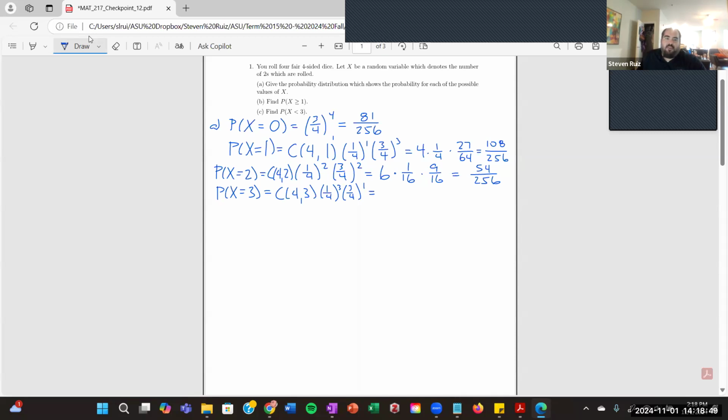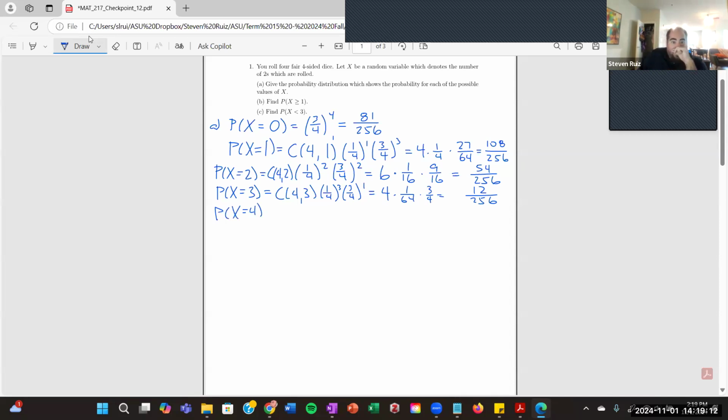4 choose 3 and 4 choose 1 are going to be the same value. That's 4. 1/4 to the third power, that's going to be 1 over 64. 3/4 to the 1 is 3/4. So 4 times 3, that's going to be 12. So 12 over 256. And then finally, what's the probability?